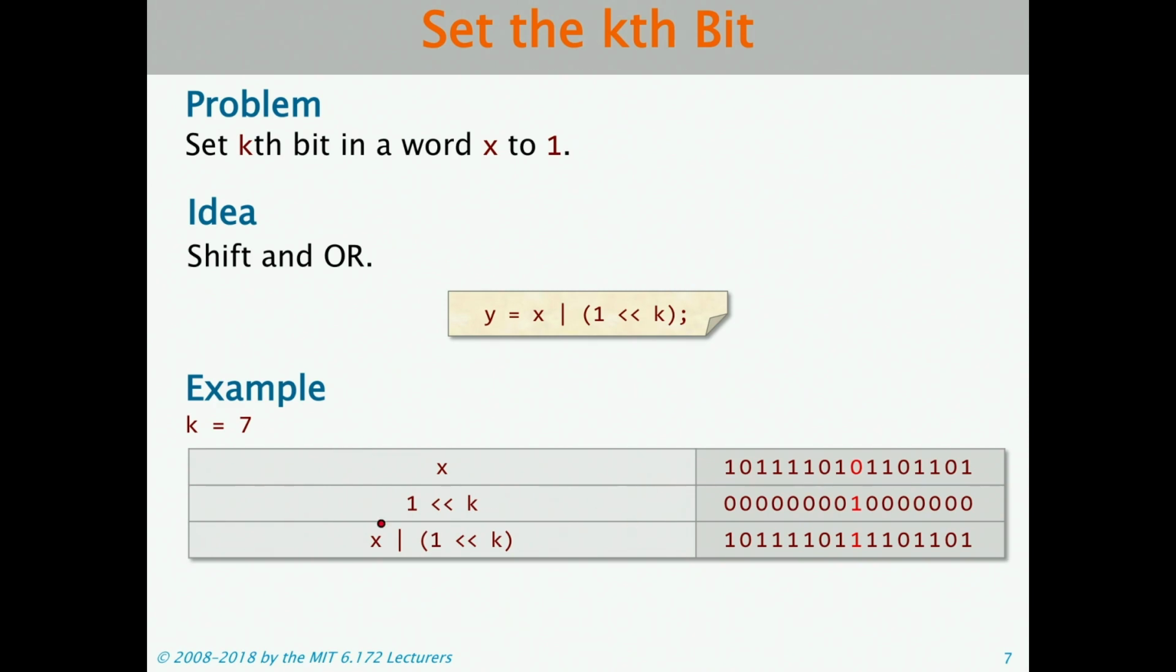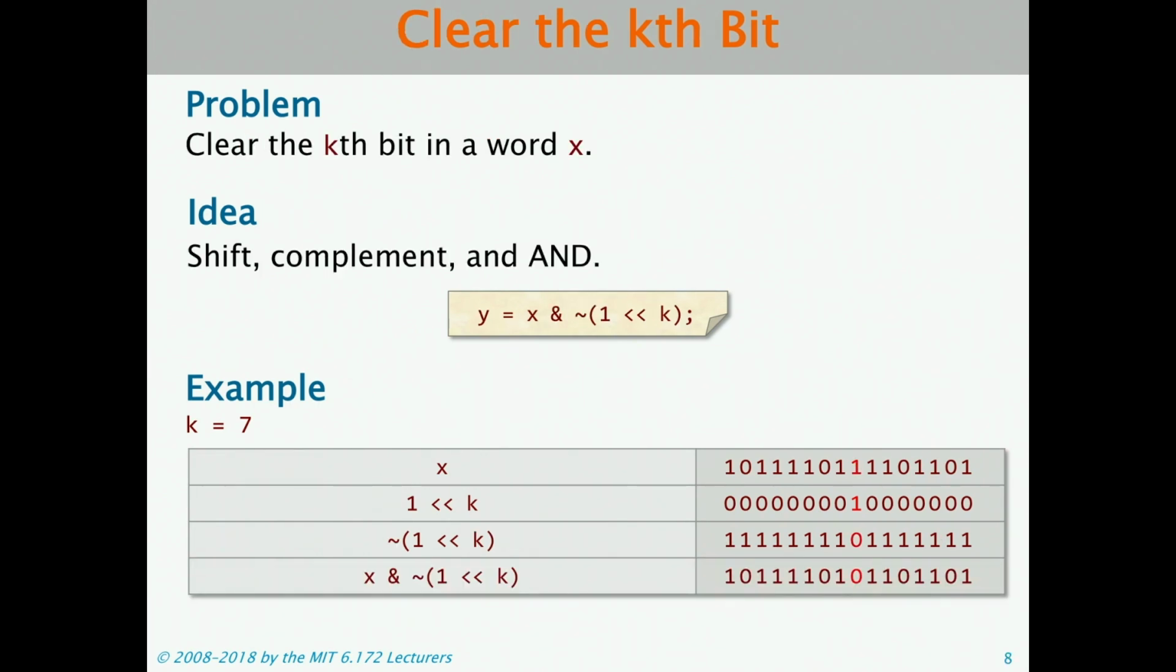And then now when we OR that into x, that's going to change the bit from a 0 to a 1 if it was a 0. And if that bit was already set to 1, then this doesn't do anything. And then for all of the other positions, since we're doing an OR with 0, we're just copying over the bits from x. So that's setting the kth bit.